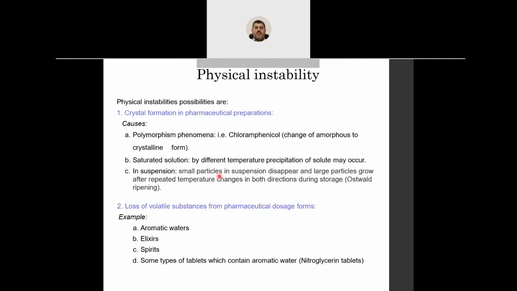Some physical changes also may take the form of loss of volatile substances from pharmaceutical dosage forms that contain volatile substances. So for example, aromatic waters, they have volatile substances dissolved in water. This aromatic ingredient, aromatic means volatile, and has a characteristic aroma or smell, so it will evaporate. So there is loss of the content. Elixirs are hydroalcoholic solutions. The drug is usually one that is not soluble in water, so to dissolve it, we make a mixture of water and alcohol. So this alcohol may evaporate, and once it evaporates, the solubility of the drug decreases, and then it may precipitate.